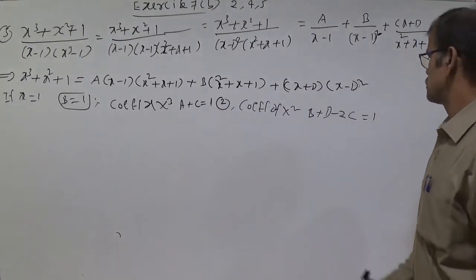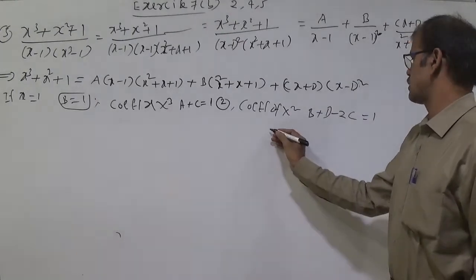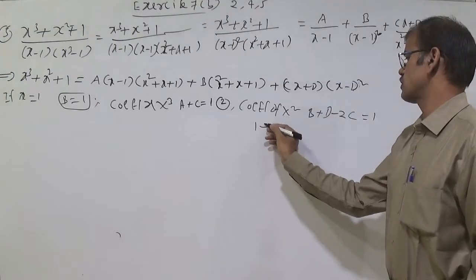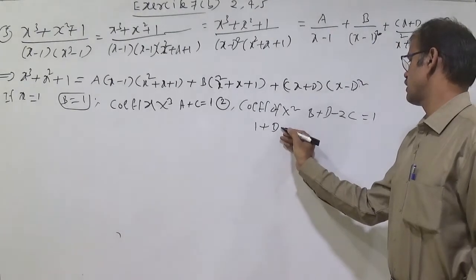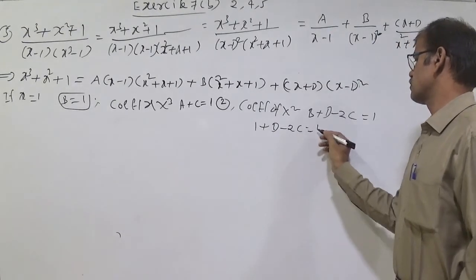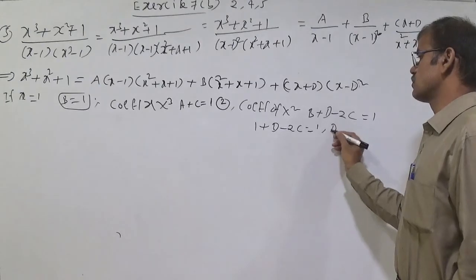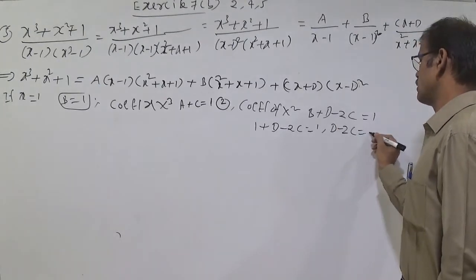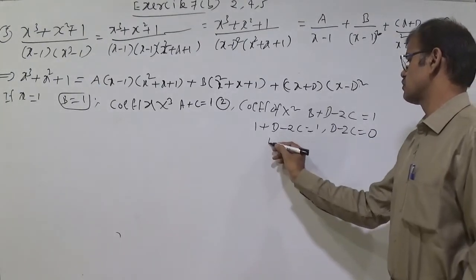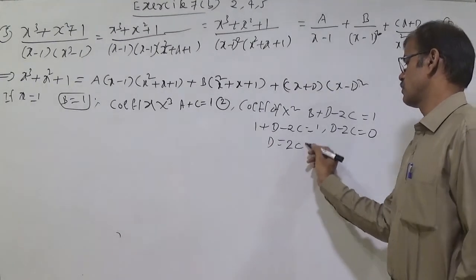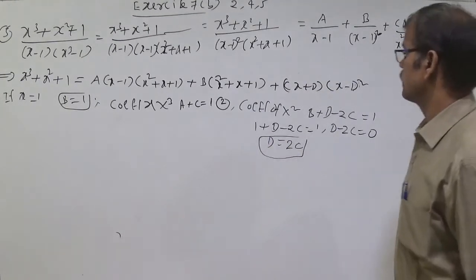B plus D minus 2C. The B value we got is 1, so 1 plus D minus 2C is equal to 1. So D minus 2C is equal to 0. So D is equal to 2C. D is equal to 2C.